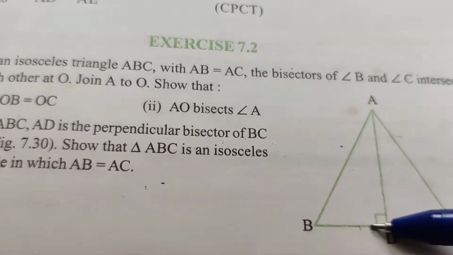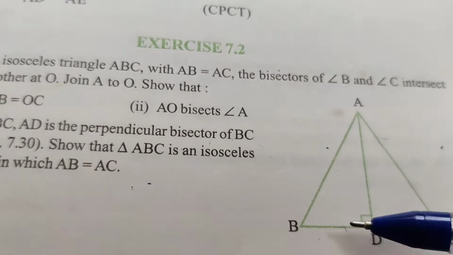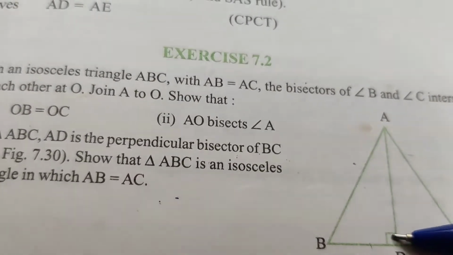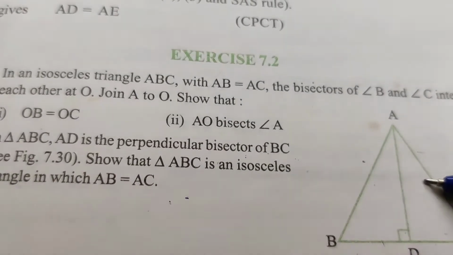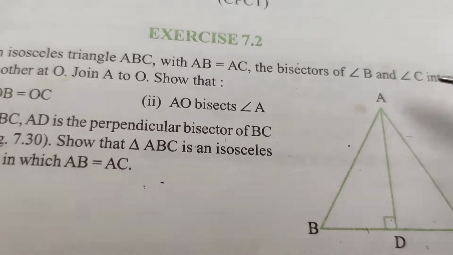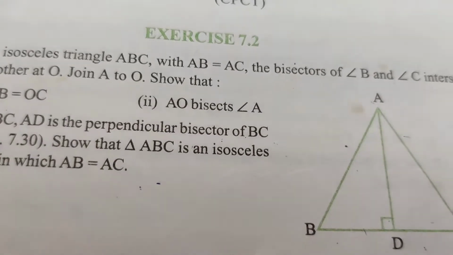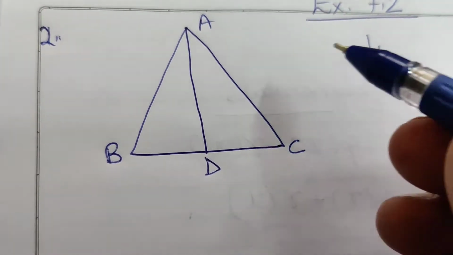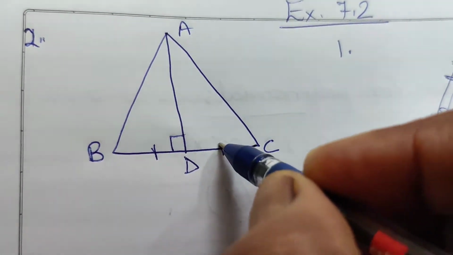AD is the perpendicular bisector. It means AD perpendicularly bisects the side BC, so BD equals CD and angle D equals 90 degrees. Perpendicular means angle 90 degrees. We have to show that AB equals AC by CPCT. First we have to prove these two triangles congruent, triangle ABD and triangle ACD. AD is the perpendicular bisector of BC, so BD equals CD.